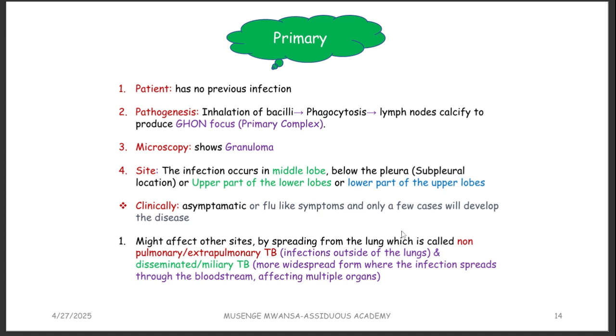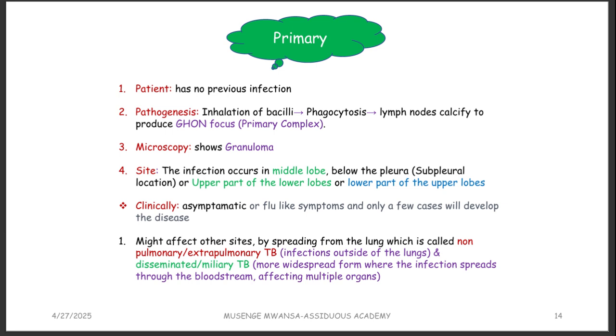Spreading from the lungs, that's known as non-pulmonary TB, also known as extrapulmonary TB. Now, extrapulmonary TB is TB outside the lungs. For example, if someone has got GI TB, it is extrapulmonary. If they've got, let's say, TB meningitis without having respiratory TB, that is extrapulmonary.